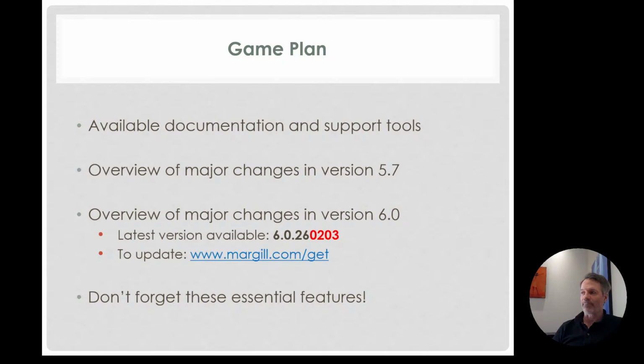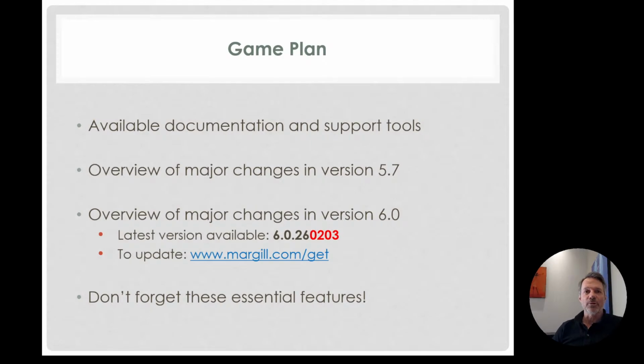Okay, for today, the game plan for the next 45 minutes: we're going to talk about what's available in terms of documentation. We're going to look at the major changes in version 5.7. We didn't get a chance, I believe, in September of last year, 2025, to do the webinar. We're quite busy. So we're combining both together, 5.7 and 6.0. And the latest version is 6.0. That's the year 2026, and that's February 3rd. So it's pretty recent.